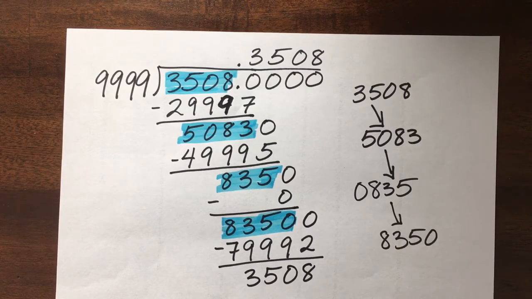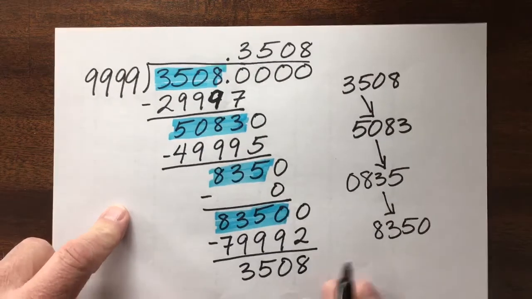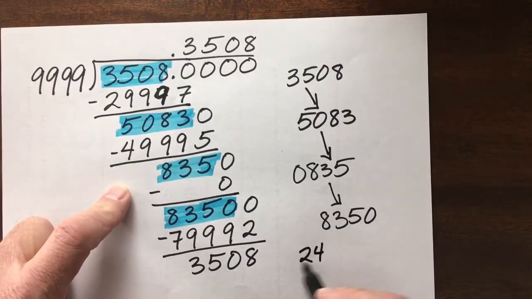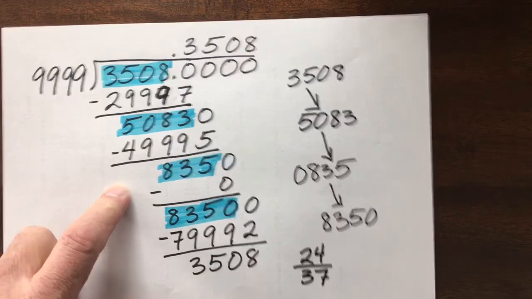This is kind of an interesting one. You may be wondering, what is it about 9 or 99 or 999 that makes this stuff work. And you may have wondered that in the past, about 9 or 99 or 999 in various situations. I'd like to do another one. I'd like to do 24 over 37. My next problem is going to be 24 divided by 37.